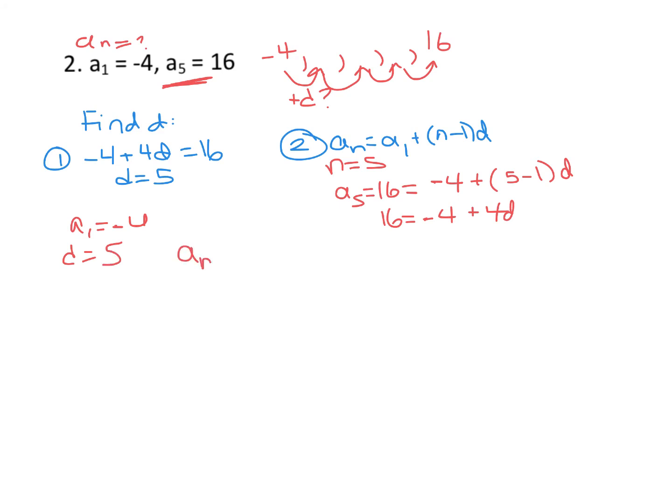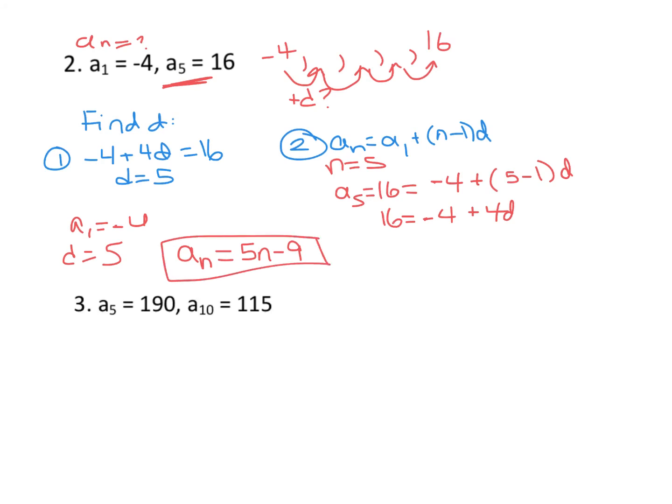So hopefully when you worked it out, and I do want you to simplify it, by the way, hopefully you got 5n minus 9 for your final answer. So number 3 is actually pretty similar to number 2, except that I think it's a little bit harder. Just like number 2, I'm going to show you 2 methods. We do need to find 2 things. We need to find d and we need to find A1 before we can actually write our formula for it.